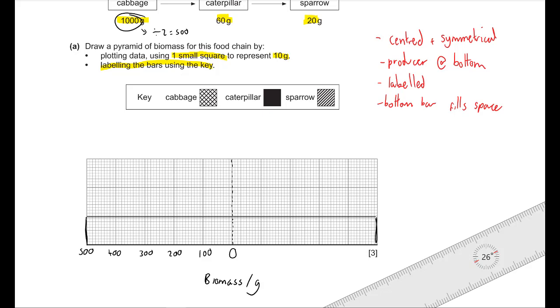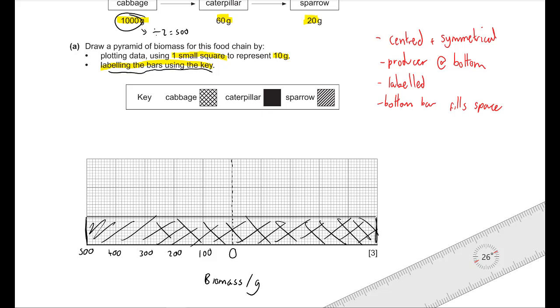we have got, for the cabbage, and see the way we're given the key here, and it says label the bars using the key, you should actually follow that. So that is our cabbage, which is the producer, and it goes at the bottom. The next one then is the caterpillar. Now the caterpillar is only 60 grams. So 60 divided by 2 equals 30 grams at each side.